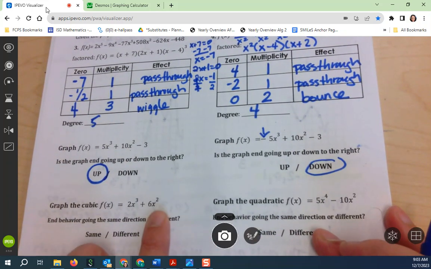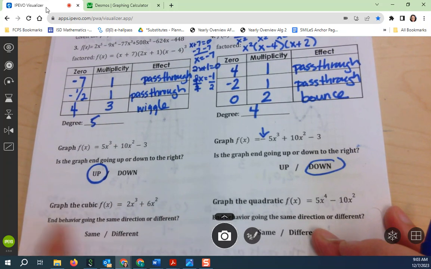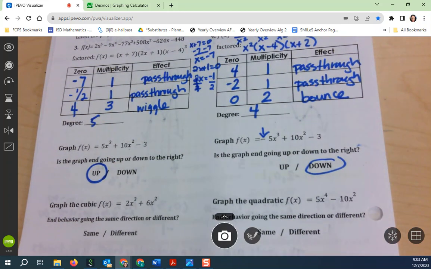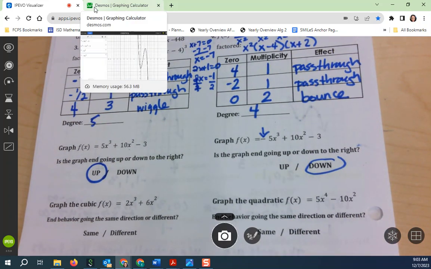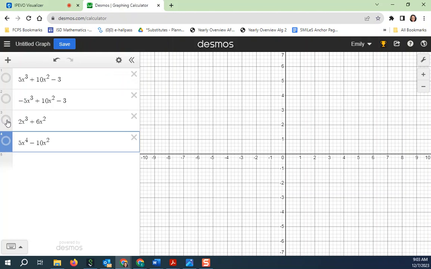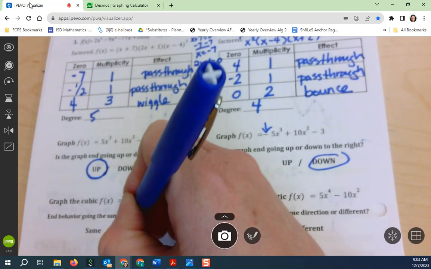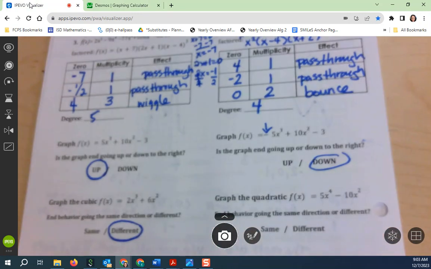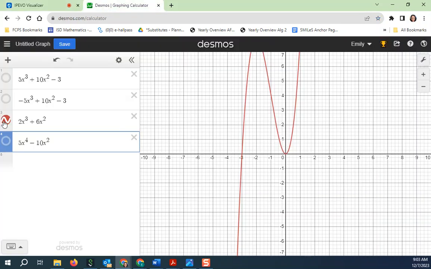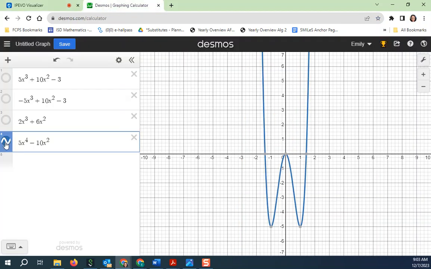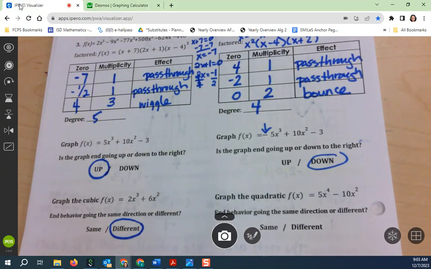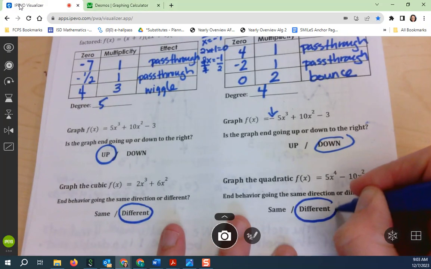All right, the next one's asking a different question. When we graph this equation, is the end behavior going the same direction or different directions? Is the end behavior going the same direction or different? So I'm going to look. All right, there we go. Guys, do you agree with Taylor? It's different? Yes. All right, this one is different. And then the last one, what is it? The same.